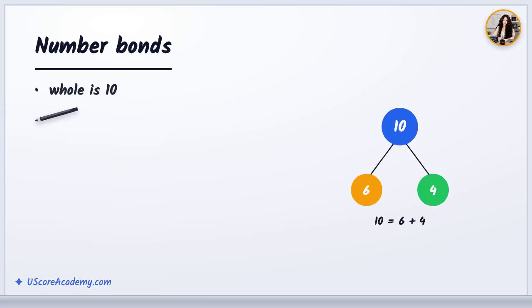A number bond shows a whole and its two parts. If the whole is 10 and one part is 6, the other part is 4. So 10 take away 6 is 4.